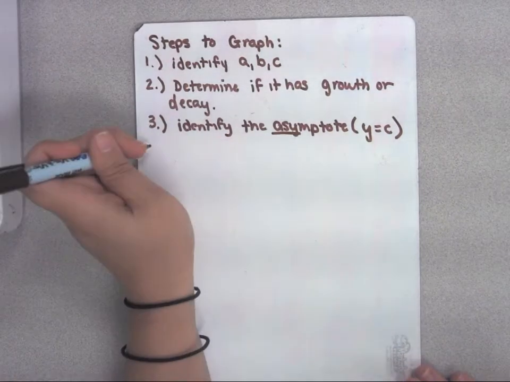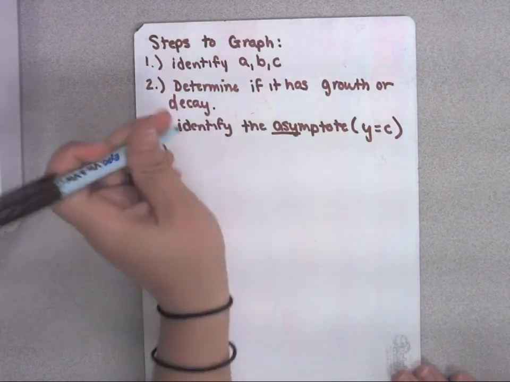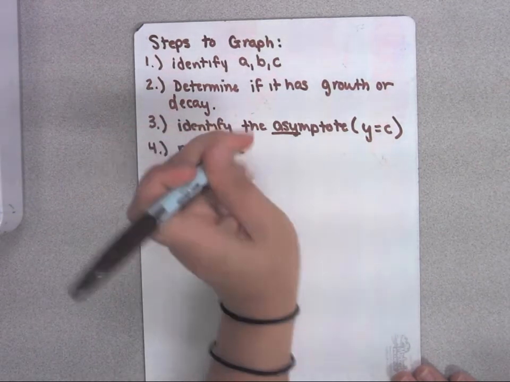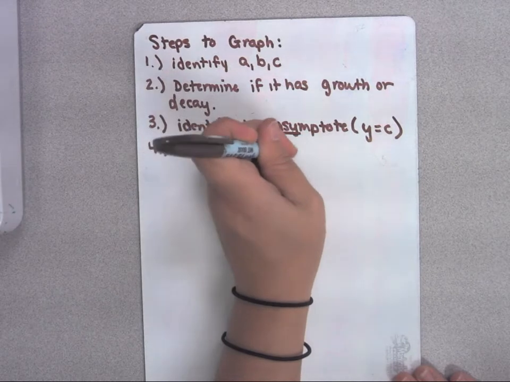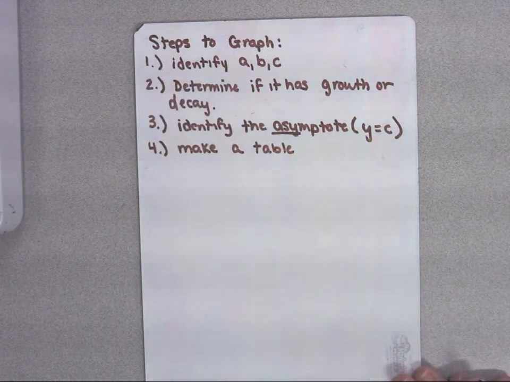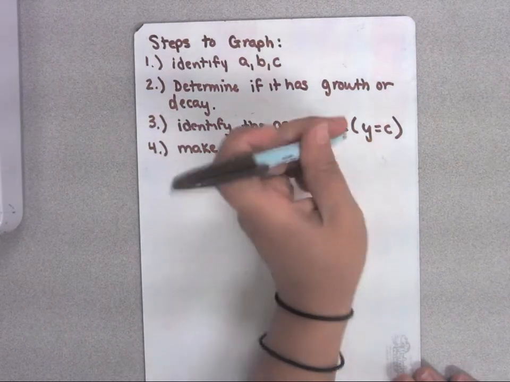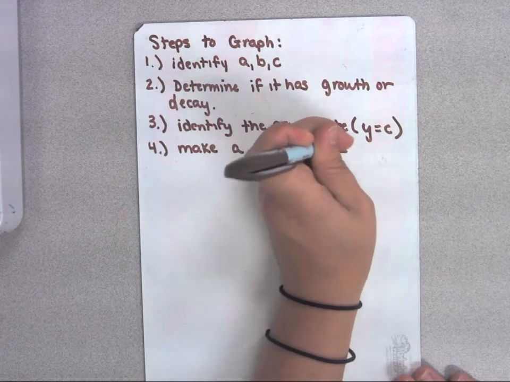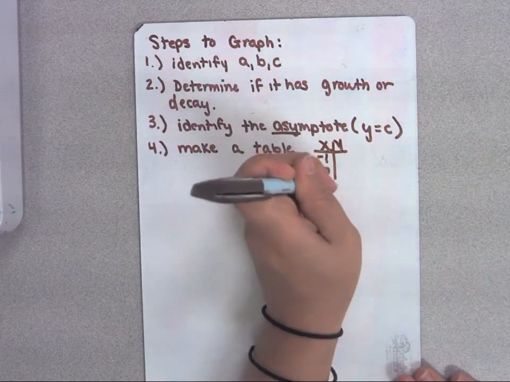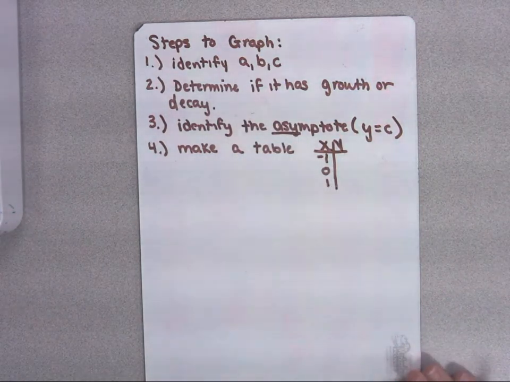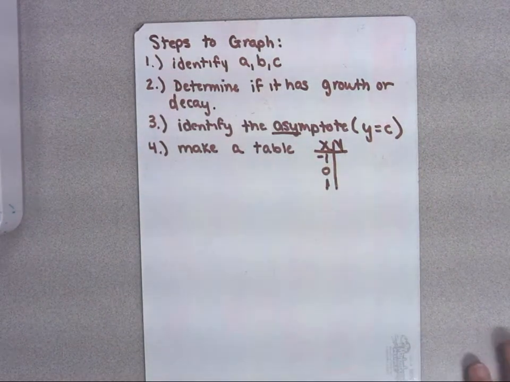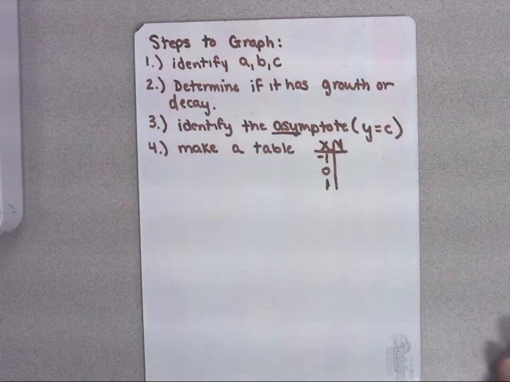Okay. Step 4, make a table. In your table, you're always going to pick the same x values. So I'm going to draw it next to you. You're always going to pick -1, 0, and 1. You're always going to pick the same numbers. -1, 0, and 1. We're never going to change that.